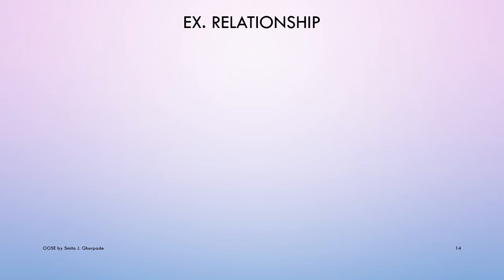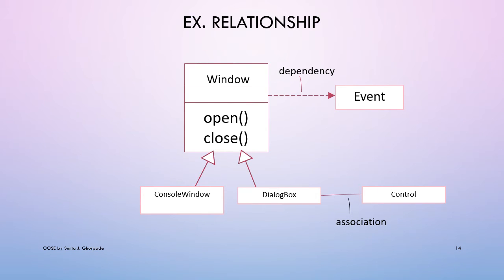An example of relationship here. Here window is a class. For the window class, two methods are open window and close window. Open and close are the operations of window. Then the first type of relationship here is dependency. The dotted line is a dependency relationship and it is connected with the event class. Means between the window class and the event class there is a dependency. A certain event is going to be carried out based on the window.